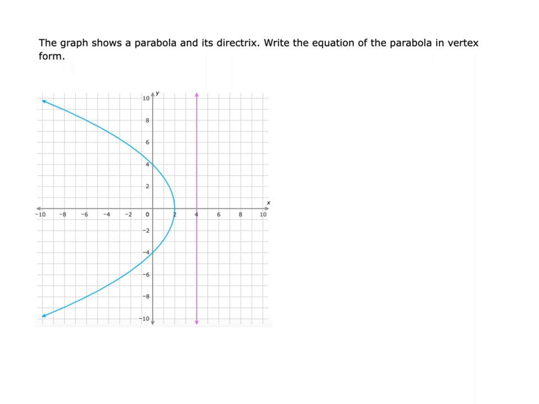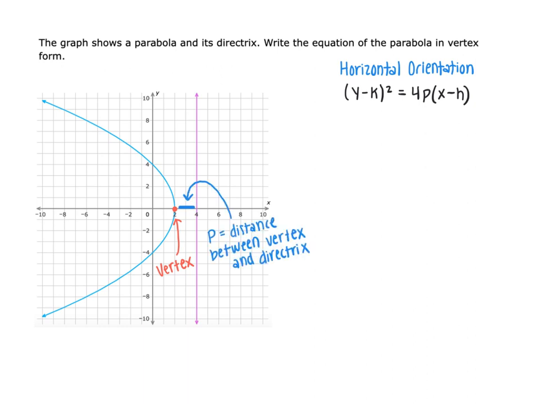My parabola is opening in the horizontal orientation. So we know that this is going to be the standard form equation that I'm going to work off of. Looking at the standard form equation, we know that we need h and k, which of course is given to us by our vertex. And we also need to find p, which of course is going to be the distance between the vertex and the directrix. So I know my vertex is located at 2, 0, which means h is equal to 2 and k is equal to 0.